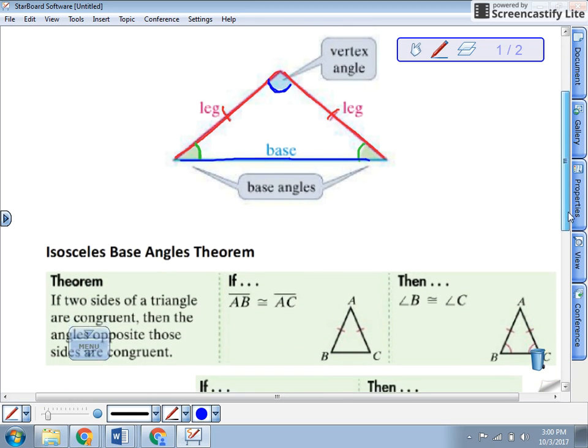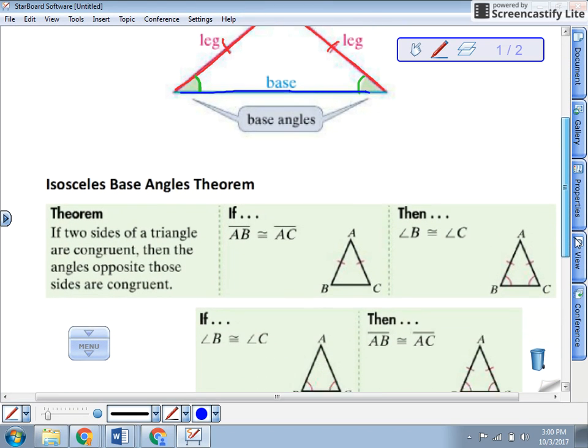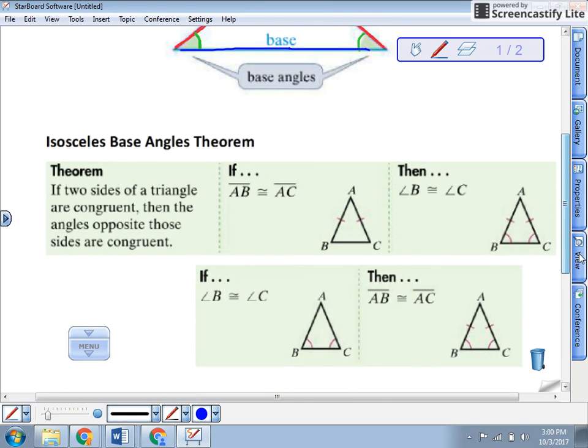Now, here's the first theorem. We're going to use this a ton. It's a theorem and its converse, or the opposite. So, the isosceles base angles theorem. If we have two sides that are congruent, here are our tick marks, then guess what? Those base angles are going to be congruent. Again, we just learned what base angles are. And then the opposite is also true. If we know that the base angles are congruent, then guess what? So are the sides. We're going to use that a ton, you'll see, as we move forward.